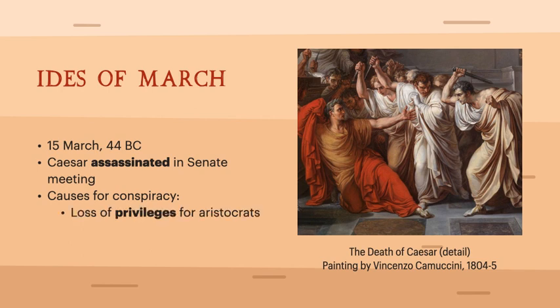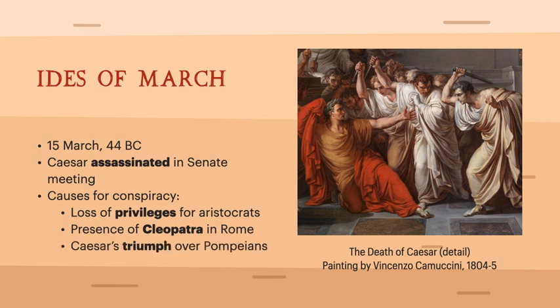The aristocracy felt that they were losing their privileges, and many were uneasy about Cleopatra's presence in Rome. Furthermore, Caesar had celebrated a triumph for his victories against the Pompeians. Remember that they were fellow Romans in Spain. The senators were concerned at Caesar's increasing power and felt that he thought he was above them. And we'll look at examples of his arrogant behaviour when we look at the primary sources.